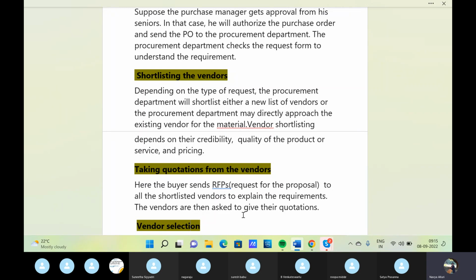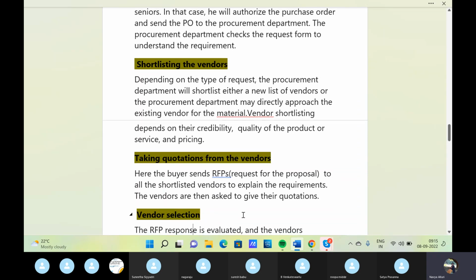After that, shortlisting of the vendors. Depending on the requests, the procurement department will check and shortlist the vendors, because they check the material price quotation, material details, quality, and delivery time. All these credibility details will be checked. After that, the company will shortlist the vendors.